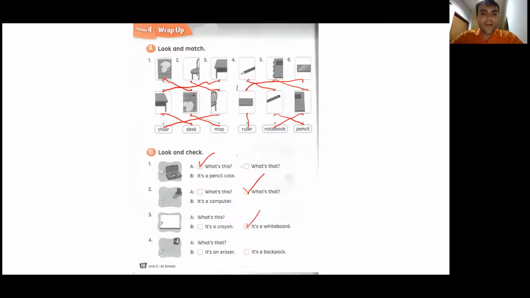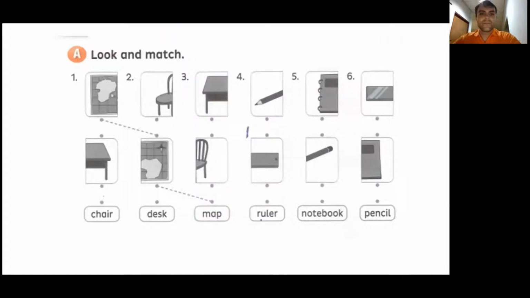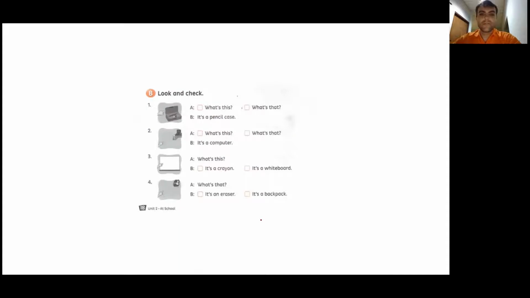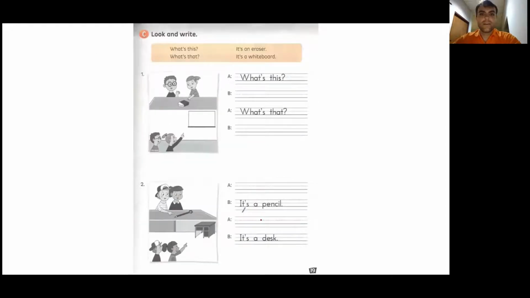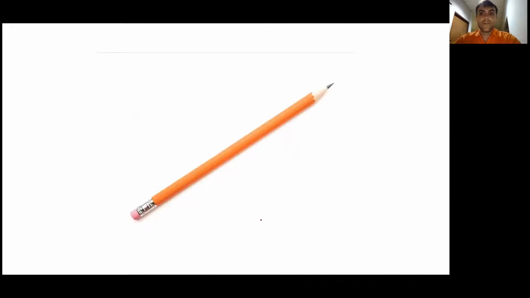And what about that? What's that? What's this guy right there? Who thinks eraser? Who thinks it's a backpack? Yeah, it's a backpack. Very good. All right. Now, the next part, we're going to do flashcards.